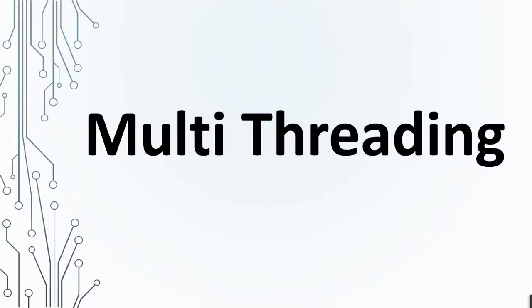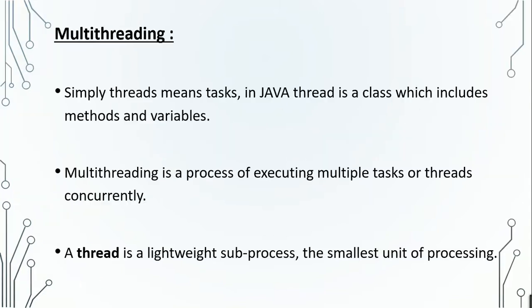So in today's video we will discuss multi-threading in Java. Basically we will see what is thread and what is multi-threading. So let's begin. First of all, as you can see here, thread means task, and in Java thread is a class which includes methods and variables.